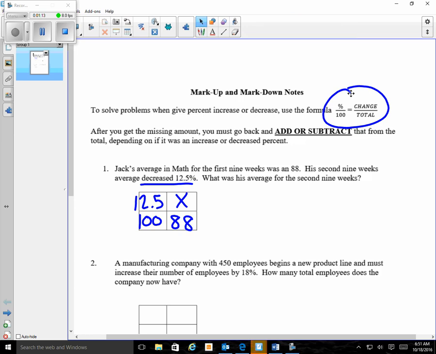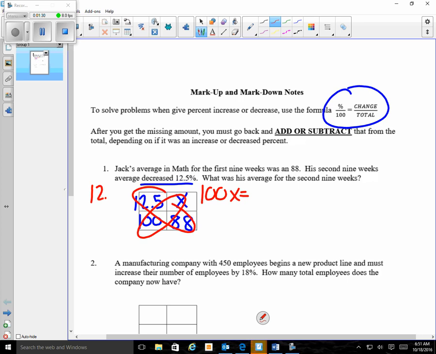So you've got to be very careful. When we're doing problems like this, typically you're going to have an X over your total just because you're looking for the change, and it's either going to be going up or down. So I'm going to do what we did before. I'm going to cross multiply. I have 100x equals, and I'm going to multiply 12.5 times 88.